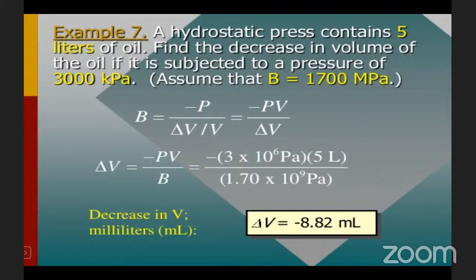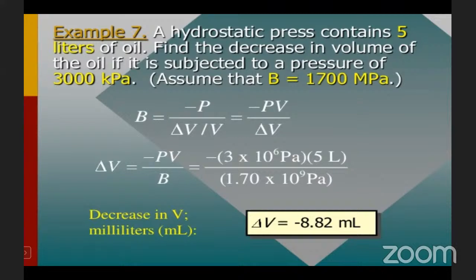Now see here, the change of volume del V equals minus PV by B, that equals minus 3 into 10 to the power of 6 pascal into 5 liters by 1.70 into 10 to the power of 9 pascal. So the decrease in the volume V, in milliliters, del V equals minus 8.82 milliliters.